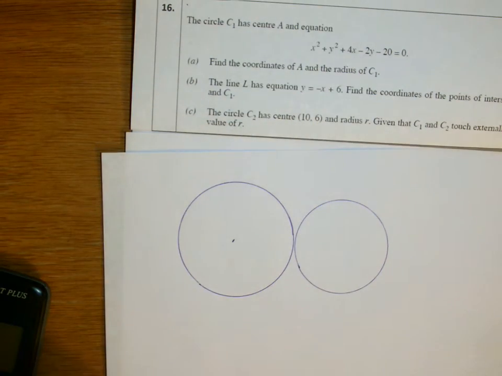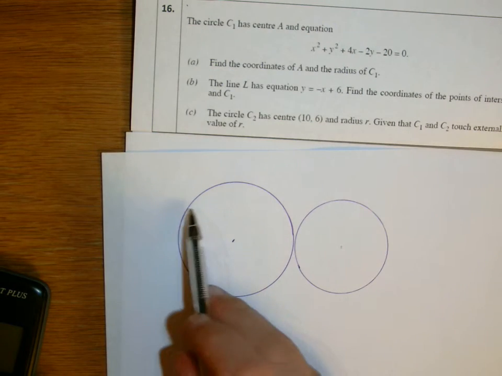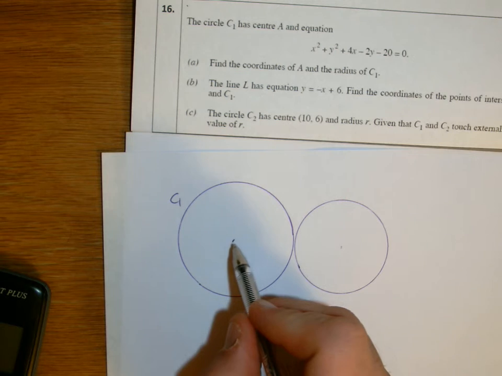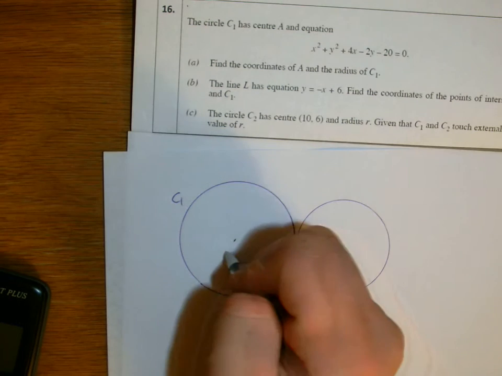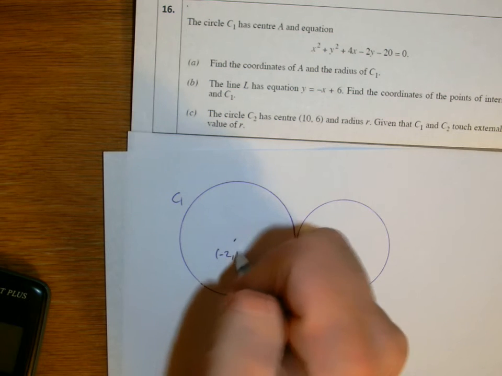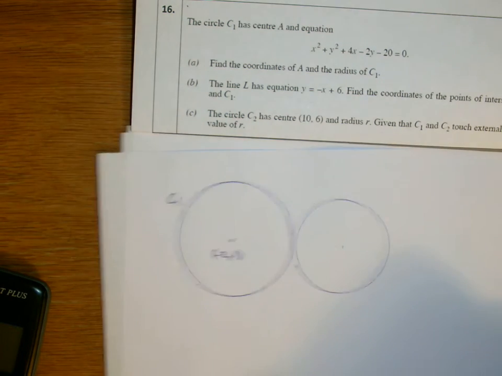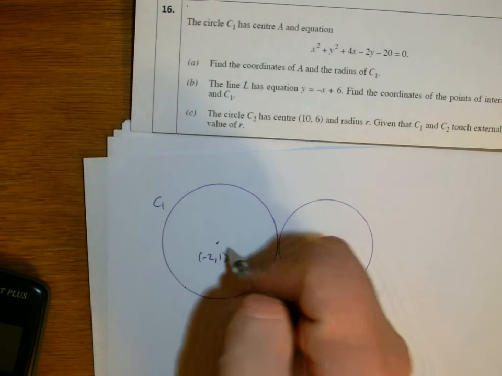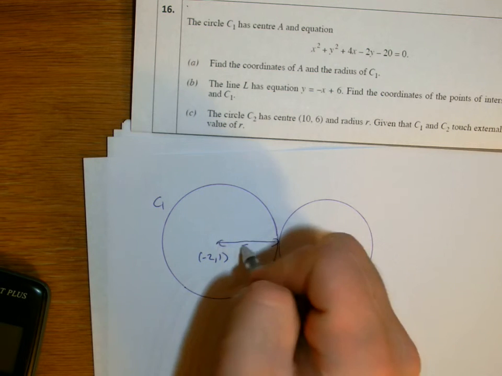So you've got your two centers. Now, if we call this, for instance, our C1, we know the center of C1 is, we did work it out, didn't we? Minus 2, 1. That's center A there, isn't it? And we worked out the radius as well. If I remember, looking back, the radius was equal to 5.